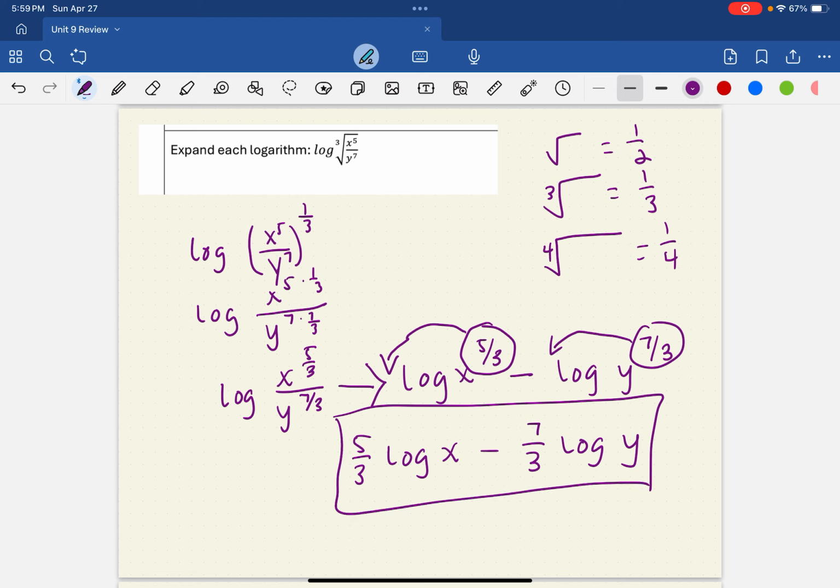Okay, you could have also at the beginning used power rule to bring down the 1/3 and then just expand, and then 1/3 times 5, 1/3 times 7. It would have given you the exact same thing.